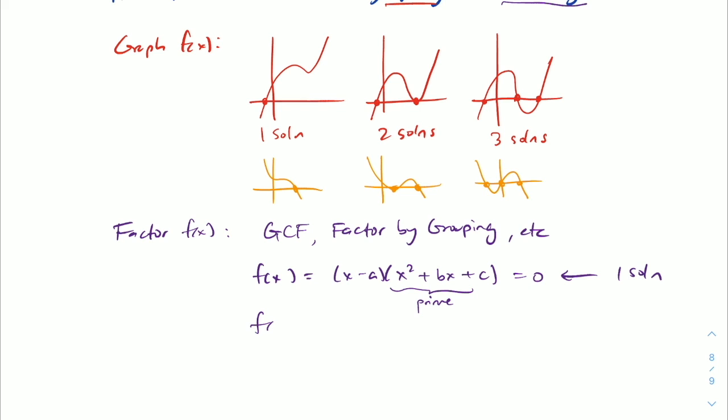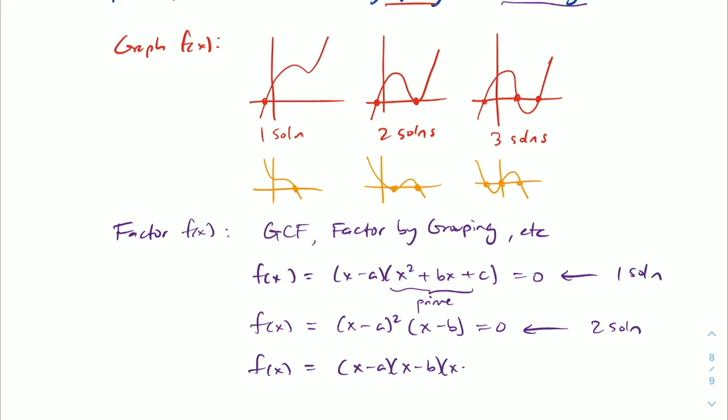We could also have the cubic factor like this and have a repeated factor and one non-repeated. This is the 2 solution situation. Or we could have the cubic factor completely like this with 3 different factors, and that would be a 3 solution situation.